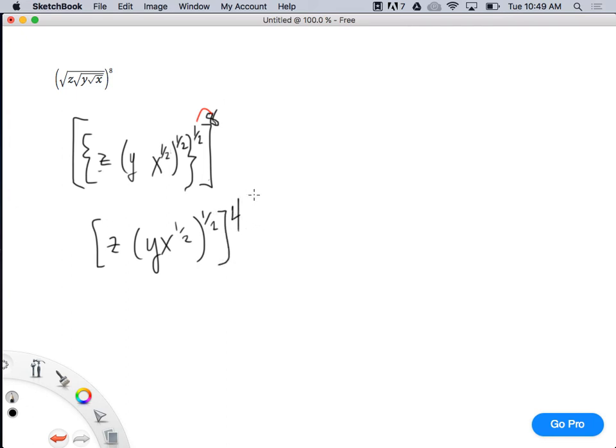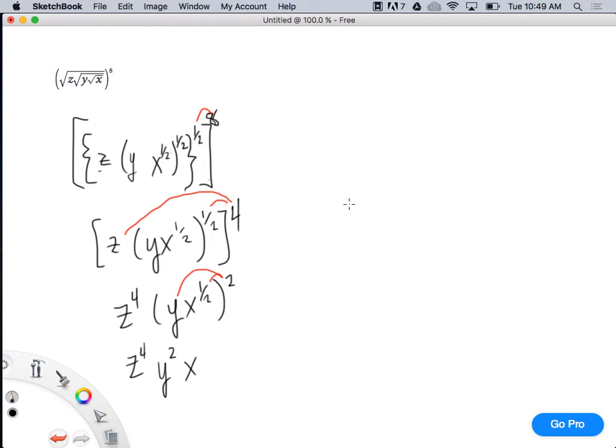You guys see this? It's a little bit tricky looking, but okay, I take that 4, I apply it to the z, and this whole thing raised to the 1/2. So it becomes z to the 4th times this thing, y, x to the 1/2. 1/2 times 4 is 2. Then I take this 2, bring it in for the y and the x. It becomes z to the 4th, y squared, x to the 1/2 times 2 is 1. So rewriting it's x, y squared, z to the 4th. Okay? You understand? Guys, that's arbitrarily tricky, but it's good to be able to understand it.